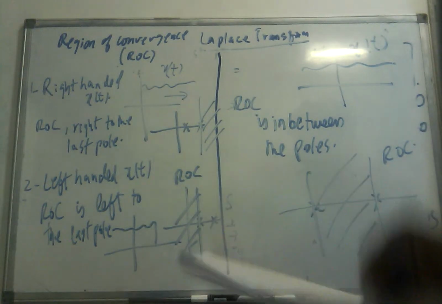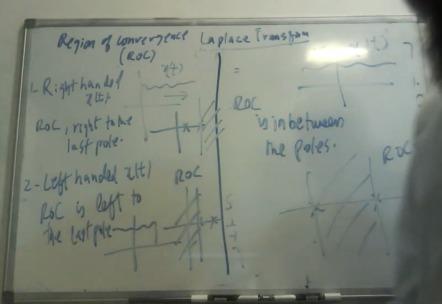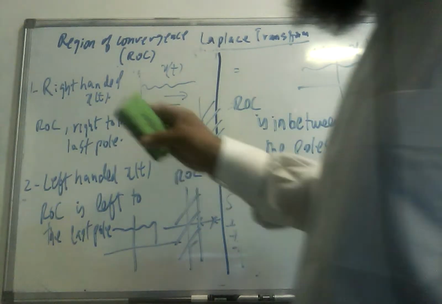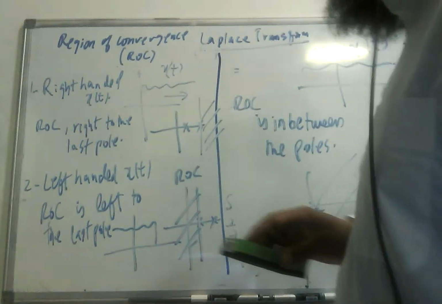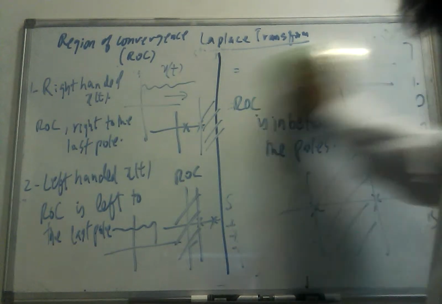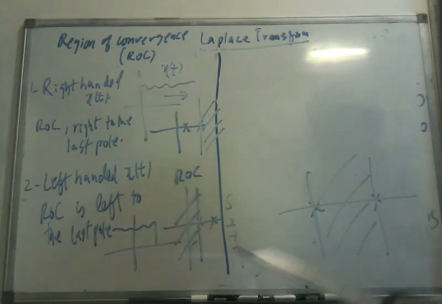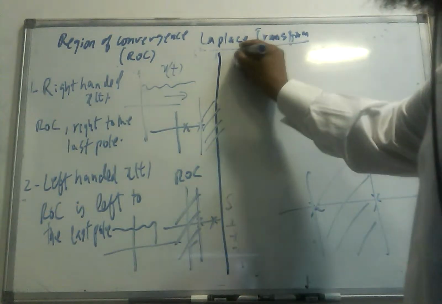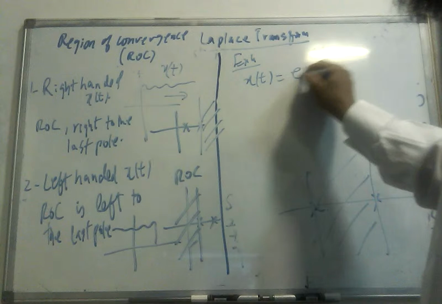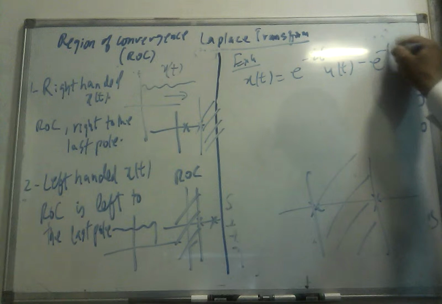Now let us go to example number 4, in which we have 2 roots. We have 2 exponential functions, and we are looking at the summation. Example 4 says that x of t is equal to e raised to the power minus 2t u of t minus e raised to minus t u of t.